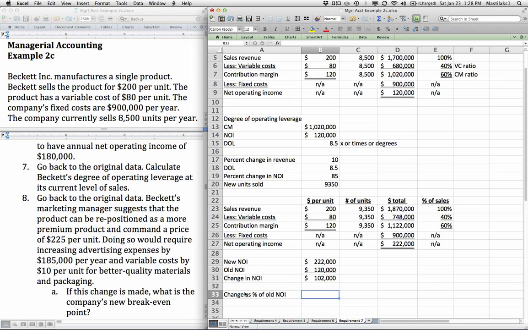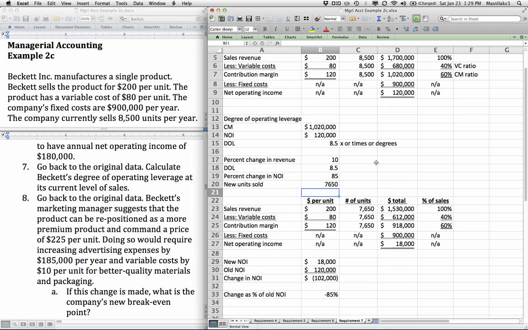Now, what percent of our old NOI does this represent? So we can take our 102,000 divided by the 120,000, and it is an 85% change in our net operating income. Now, is this good or is it bad? Well, if sales go up 10%, it's really nice to have an 85% increase in net operating income. But what if sales, instead of going up by 10%, went down by 10%? So instead of selling 110% of the units we used to, we're only selling 90% of the units we used to. Well, let's see what happens.